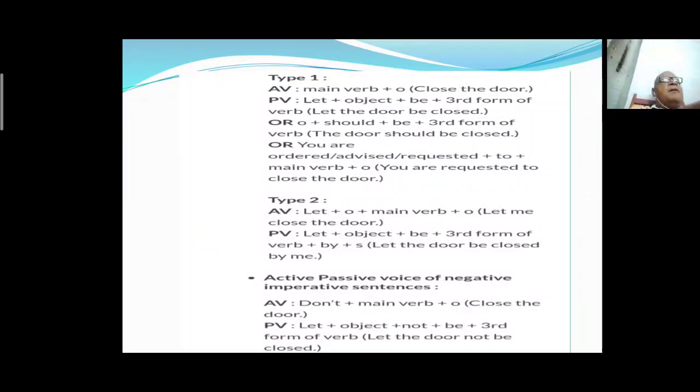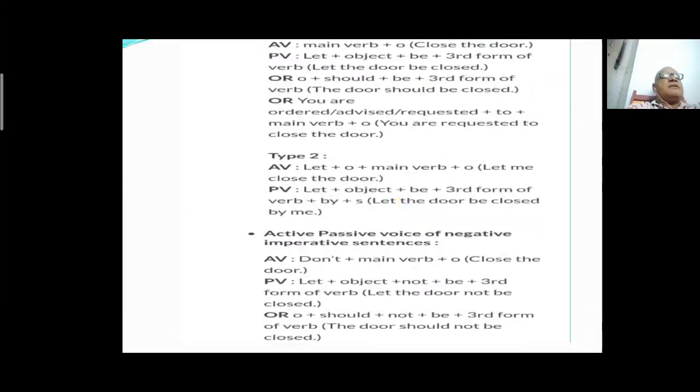This is the imperative sentence. How are we changing an imperative sentence from active voice to passive voice? Active and passive voice of negative imperative sentences. Sometimes we can use "Don't close the door." Negative imperative sentences, in such cases how can we write? Let the door not be closed. Don't close the door. Let the door not be closed.